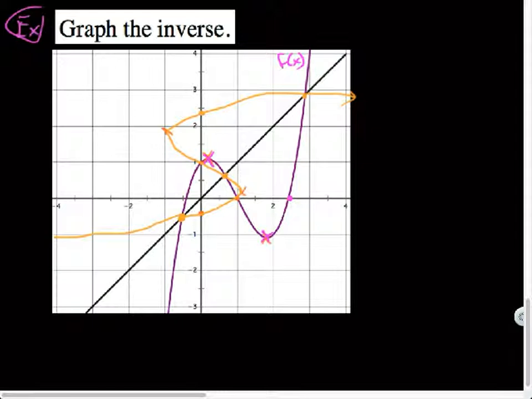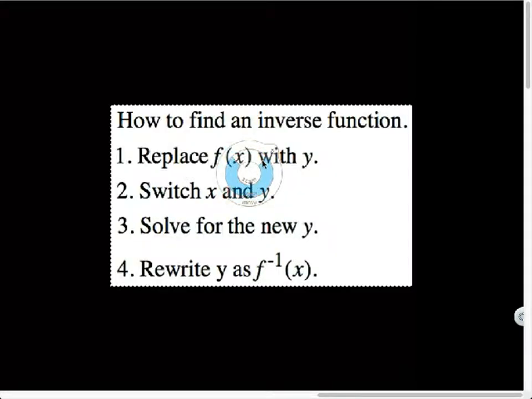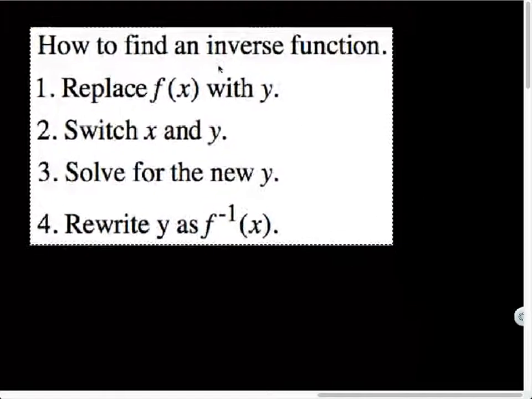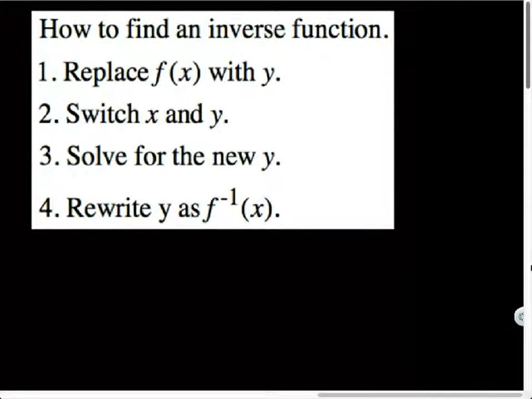So we've talked about the idea of how to check to see if something's an inverse using f of g of x and g of f of x. We understand now the graphs, how those are inverses of one another. But what about algebraically? If I wanted to just straight find the inverse of something, this is what you would do. How to find an inverse function. And this is if we were doing it algebraically. And then we're going to do an example of this and graph it.